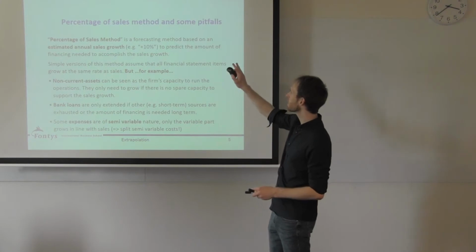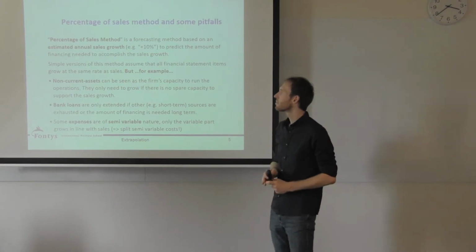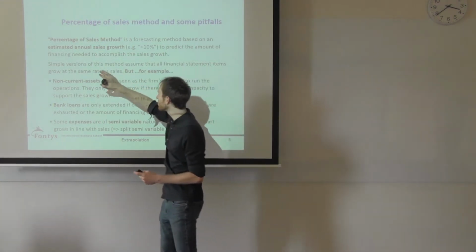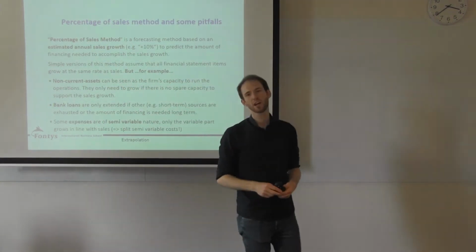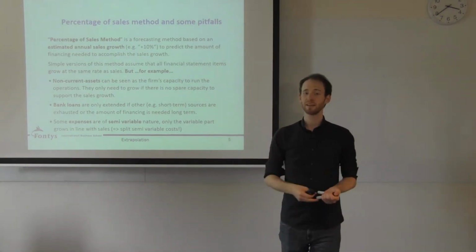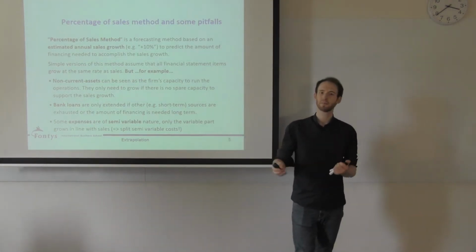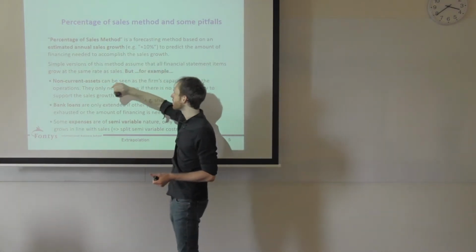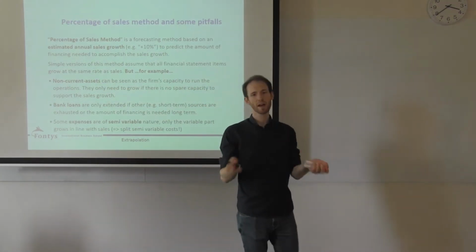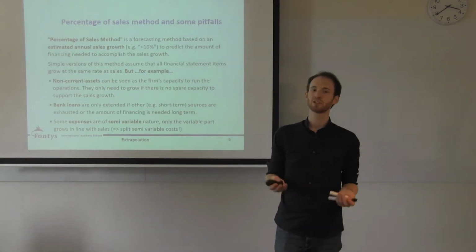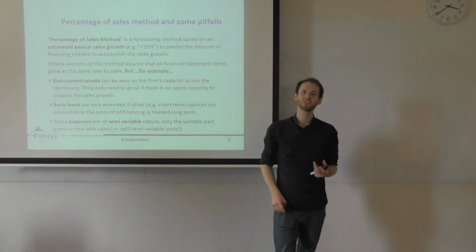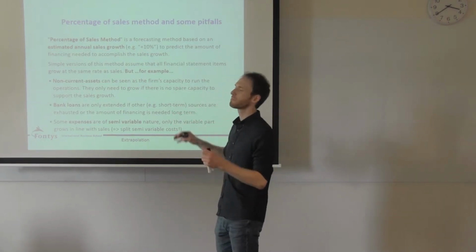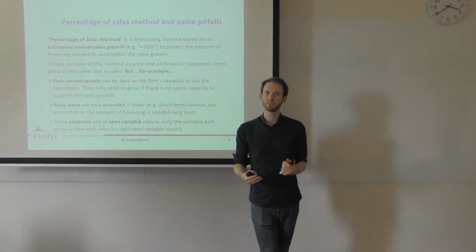So, the percentage of sales method and some pitfalls. Well, the percentage of sales method is basically having a look at the estimated annual sales growth. So let's say we plan to grow by 10% in that company. Let's say our revenues should grow by 10%. Then we can relate everything to this 10%. In a simple version, this happens. So all the items in the income statement, balance sheet, and cash flow statement are simply related to this 10%. And then basically we have the pro forma statements, so the projected future statements.